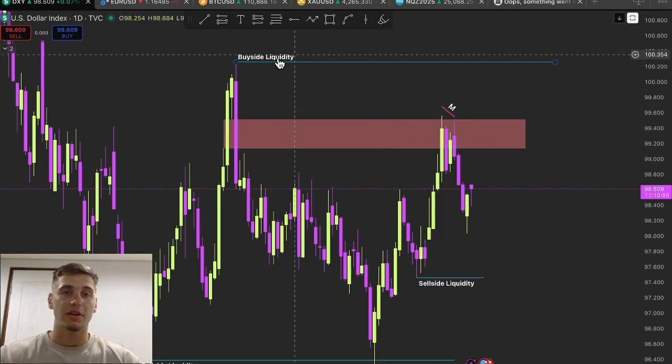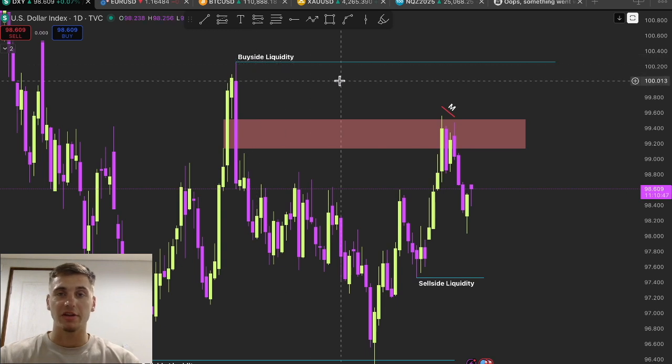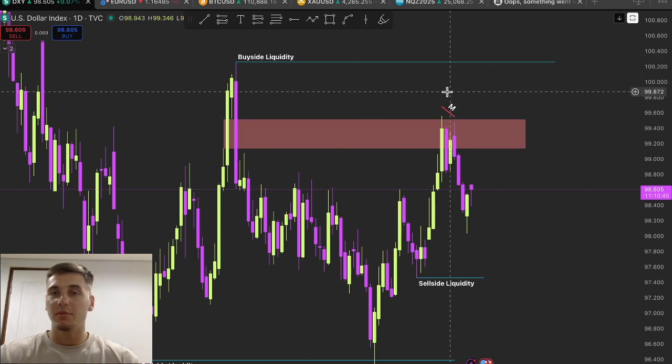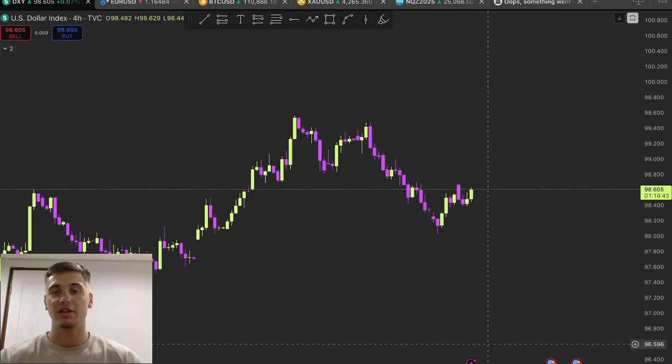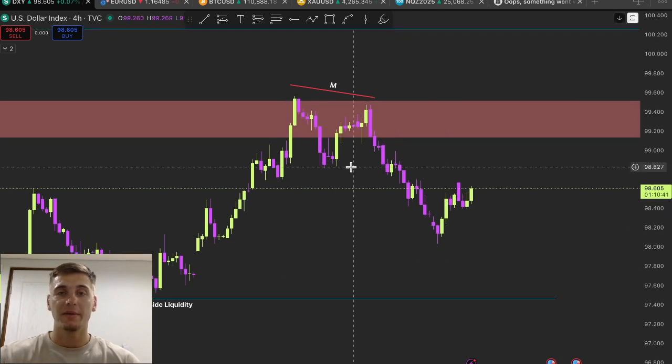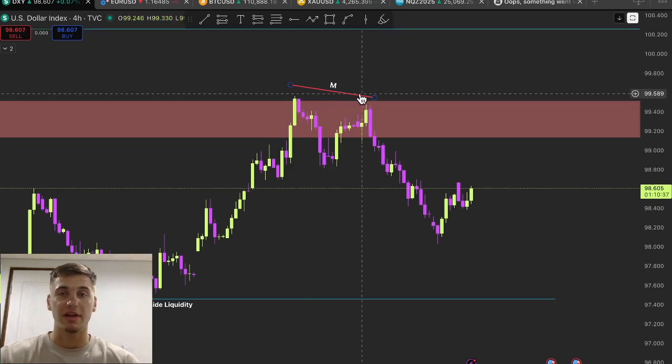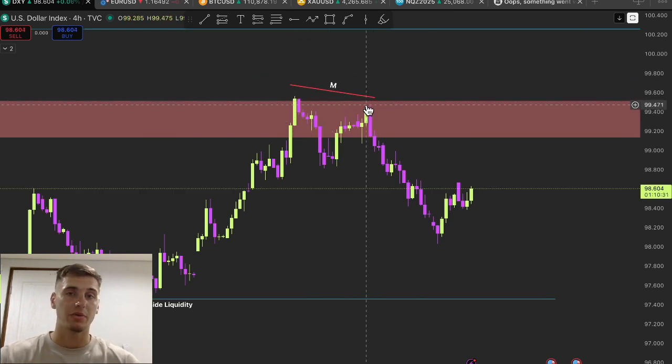I still thought last week that I expected us to trade higher to the buy side liquidity over here, but what happened next last week is we created a cracking correlation here at the highs inside the balance price range on the daily time frame, on the 4-hour time frame over here. So what we did is we created a lower high on the DXY.